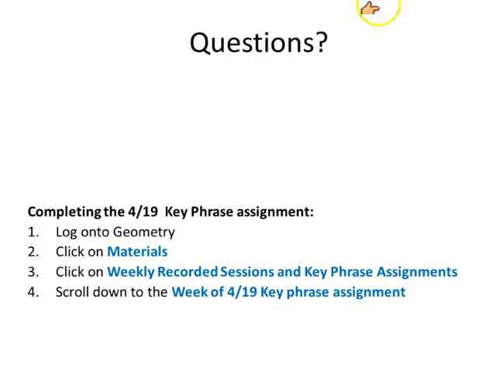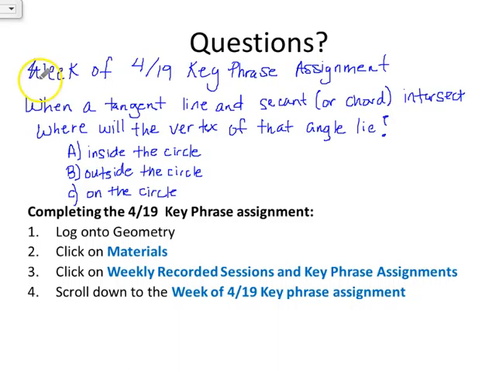So let's get to the key phrase assignment. Let me write that in. Okay, so the week of April 19th key phrase assignment, the question you need to answer is: if you have a tangent line, a tangent line, and a secant or chord intersecting to form an angle, where will the vertex of that angle lie? Will it be inside the circle, outside the circle, or on the circle? So you're going to choose one of those answers and include that in your response for the key phrase assignment.